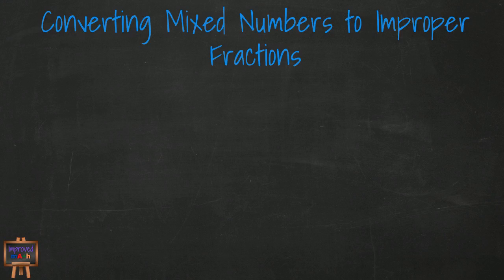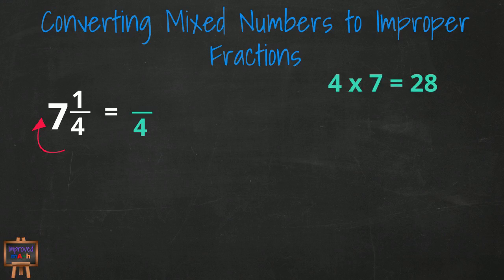Let's do some more examples. Convert 7 1/4 to an improper fraction. Let's write down 4 as our denominator, and then multiply 4 times our whole number of 7 to get a total of 28. Then we add the numerator of 1, and we get 29. 29/4 is our improper fraction.